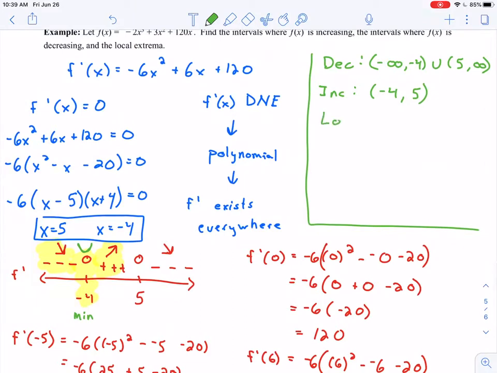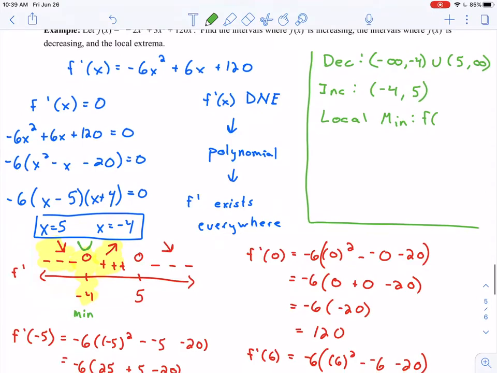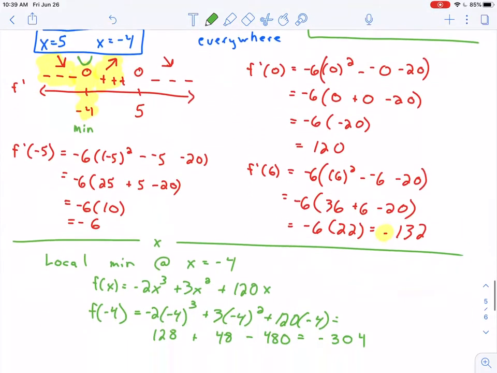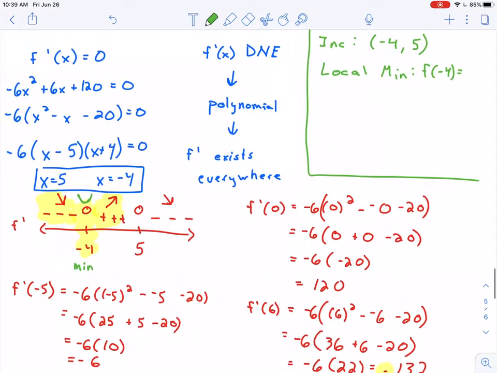I have a local minimum. And I can say this a few different ways. If you want to give it in function notation, f of negative 4 is equal to negative 304. Or you could give it as an ordered pair, negative 4 comma negative 304.